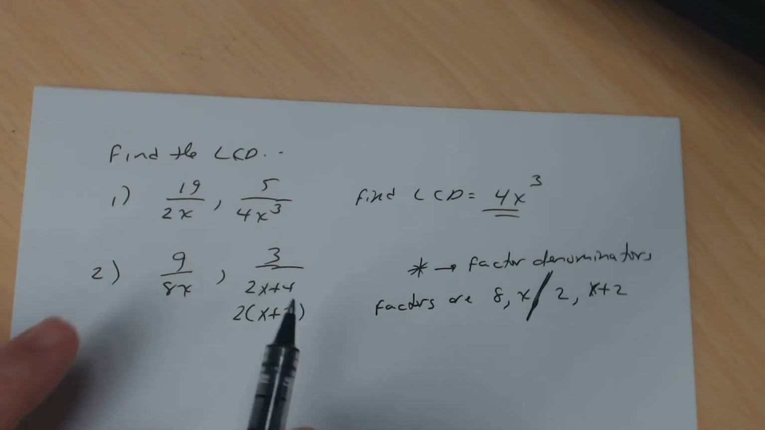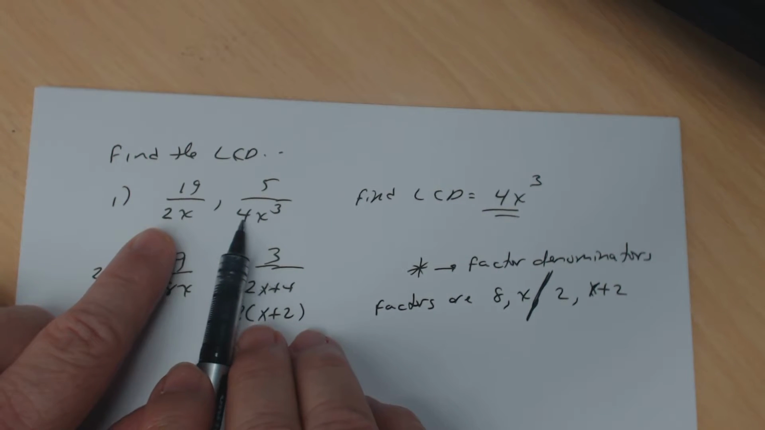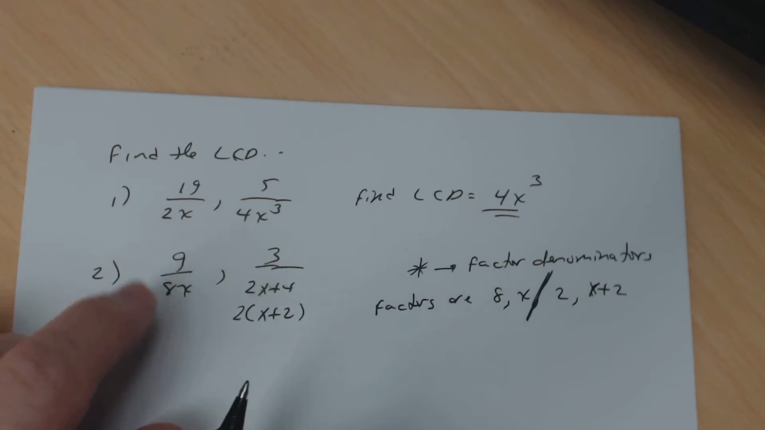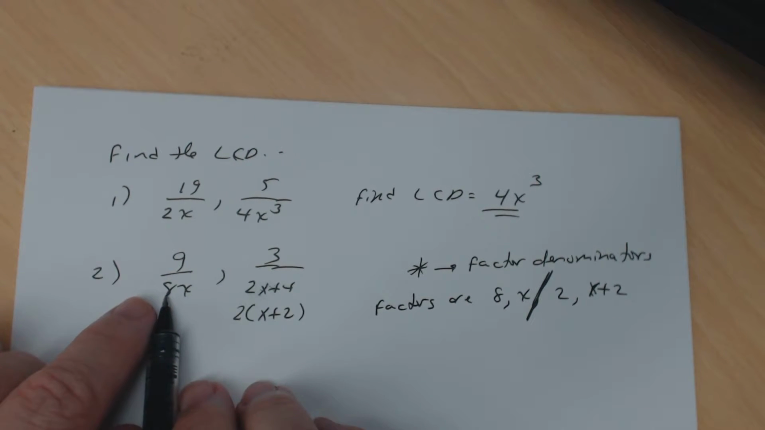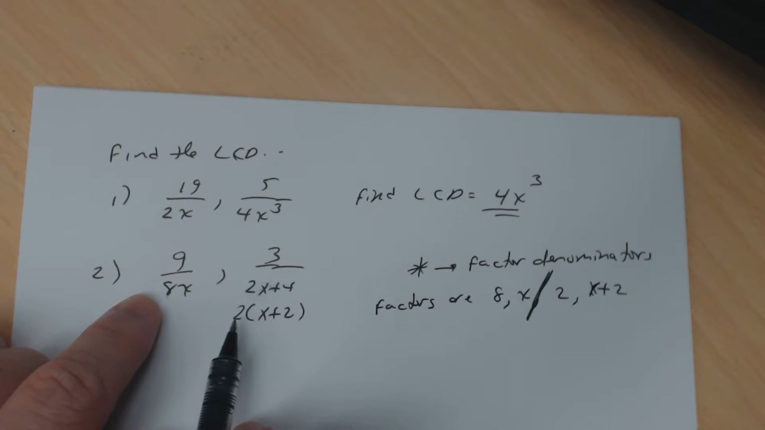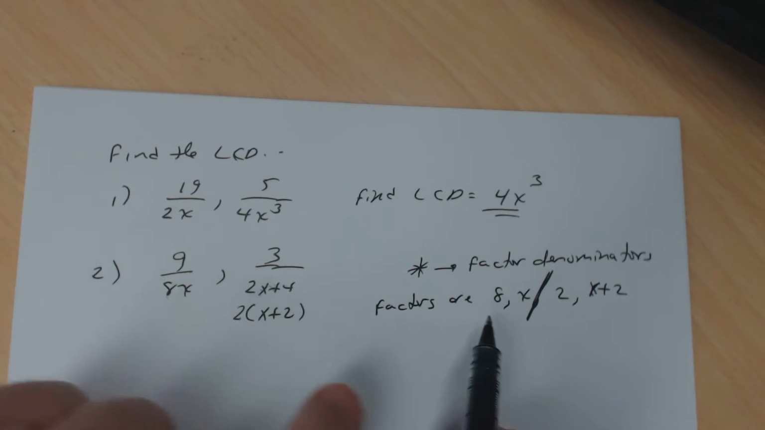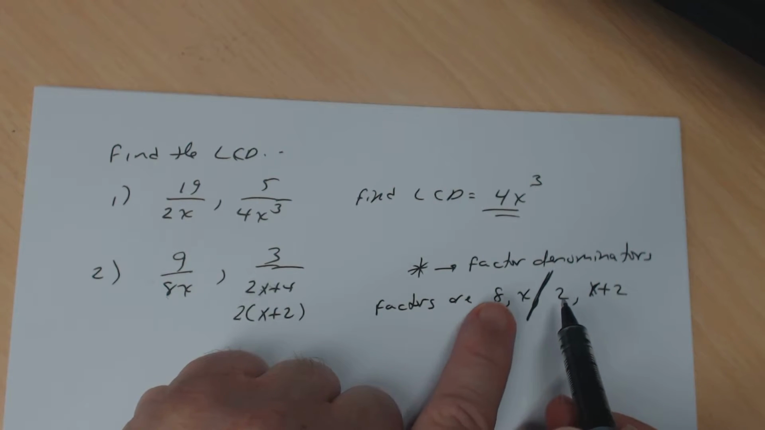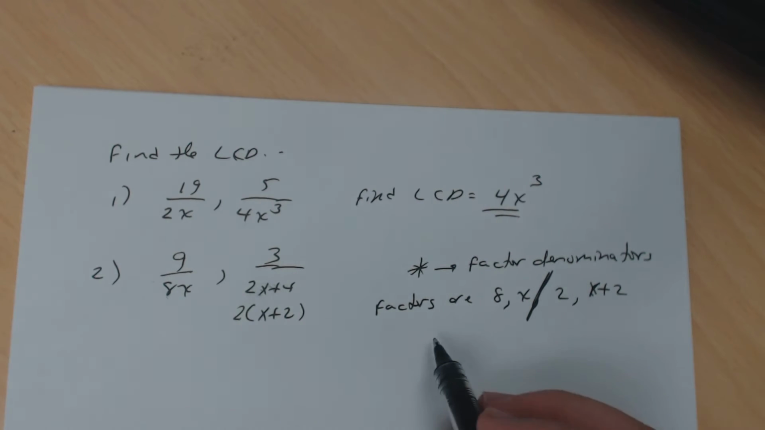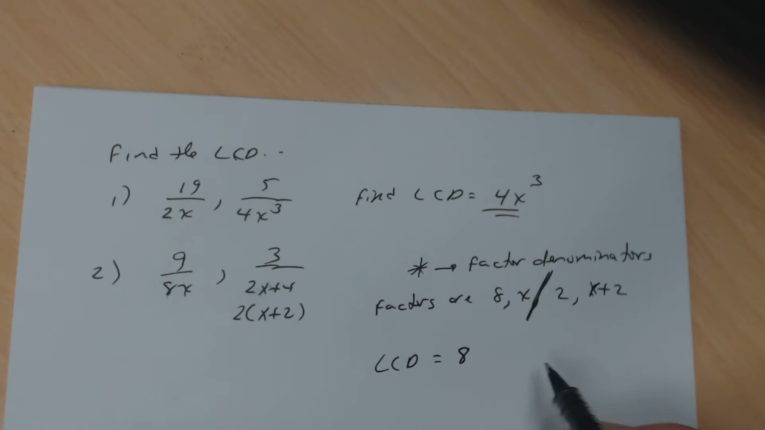Just like we did here, look at the coefficients first. This is a 2, this is a 4. We said the LCD was 4. Over here, your coefficient is an 8. This coefficient is a 2. See, 8, 2. Always look at the numbers first. The LCD of 8 and 2 is 8. 2 goes into 8 evenly, and 8 goes into itself evenly.